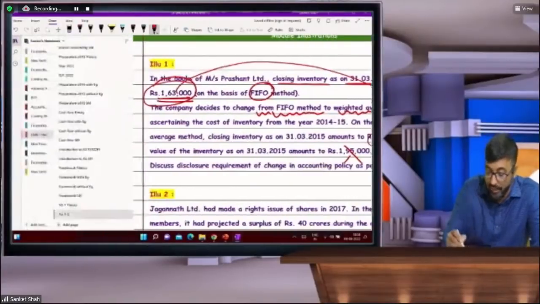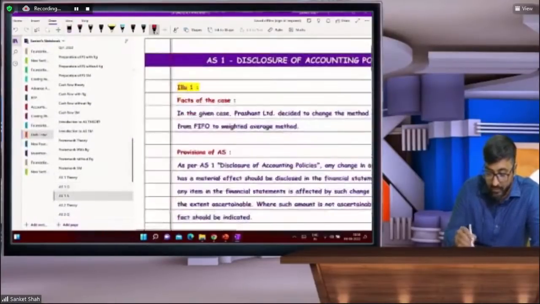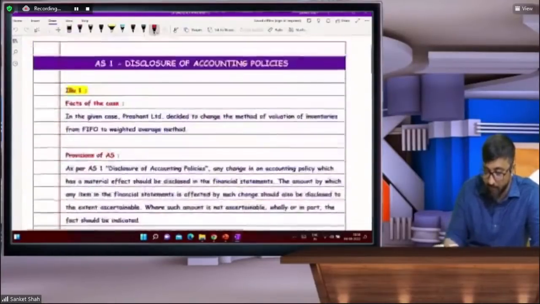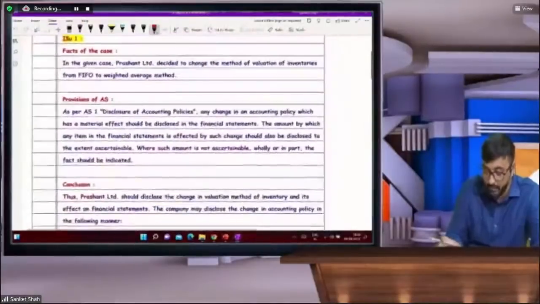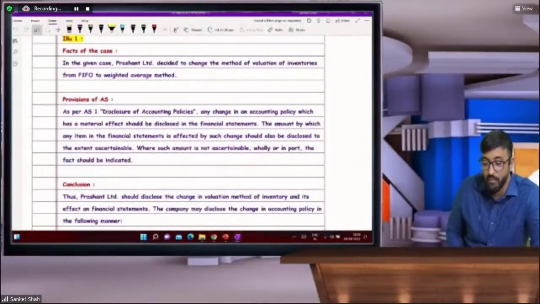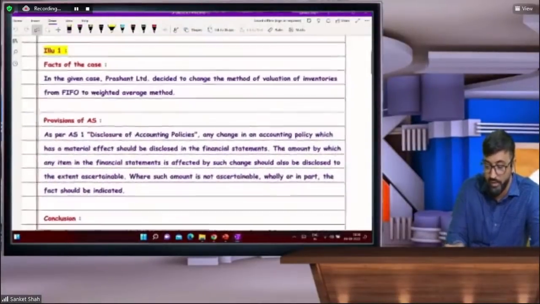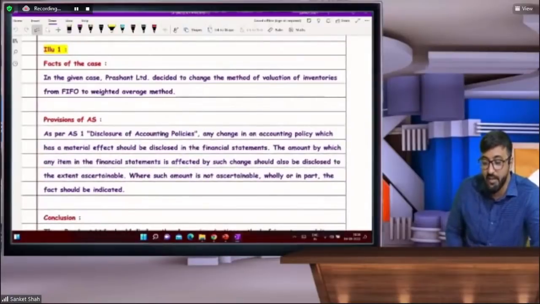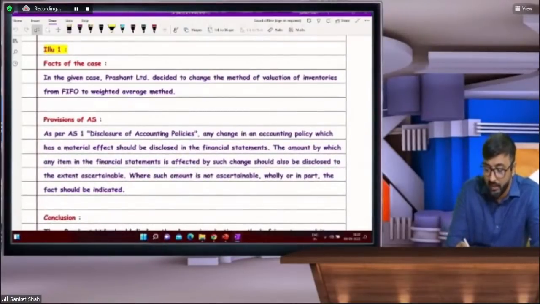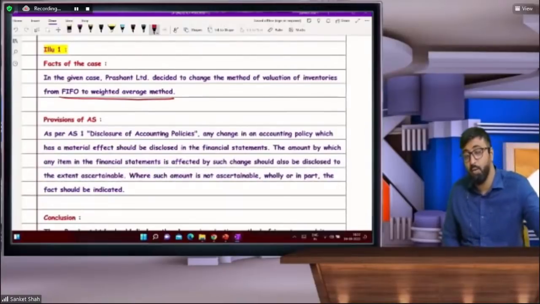So how to write this answer? Yes, see, facts of the case. In the exam, you have to write it in the same way. Only 2 lines for the facts of the case: that Prashant Limited decided to change the method of valuation from FIFO to weighted average.